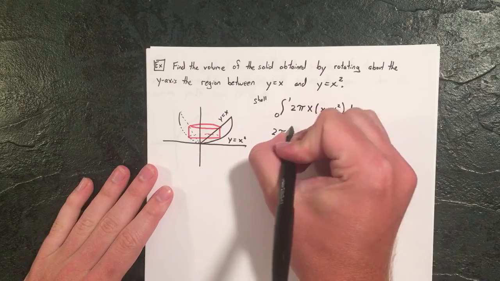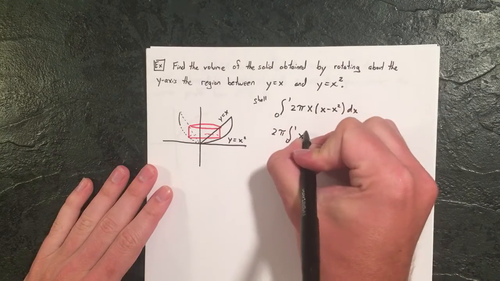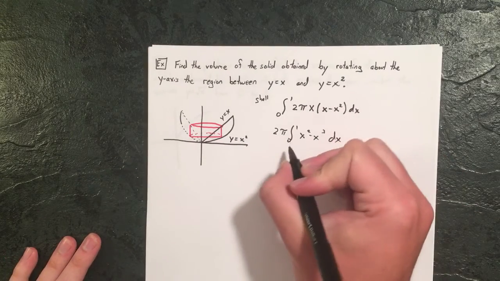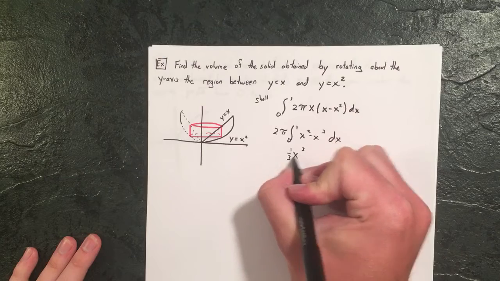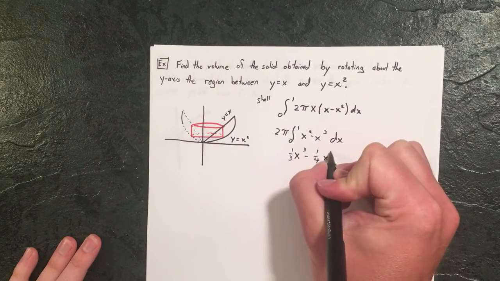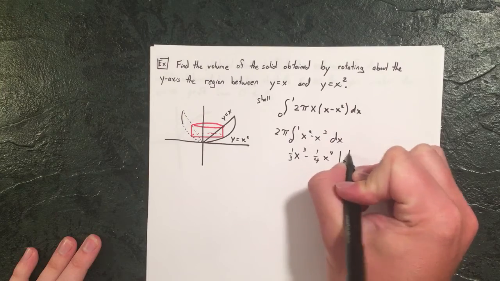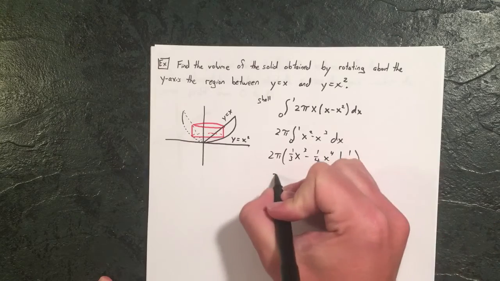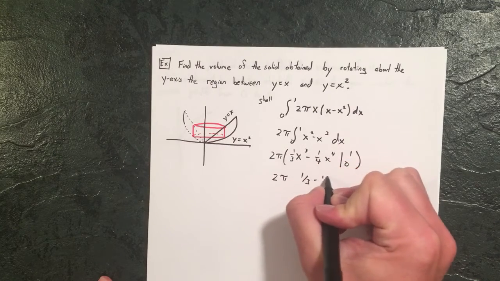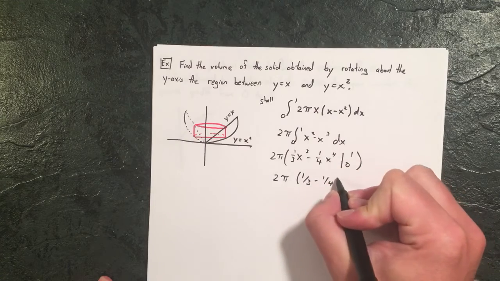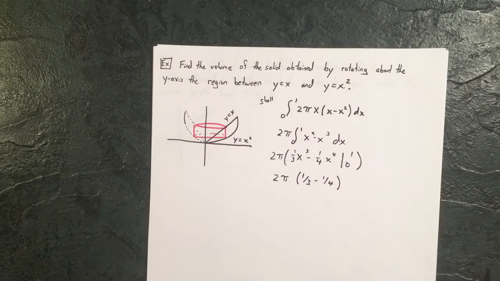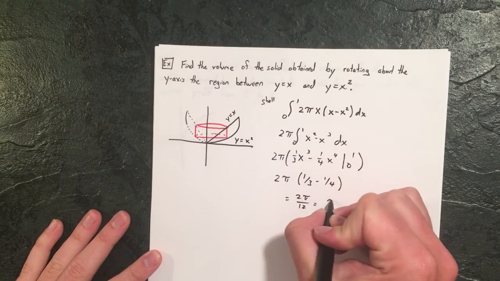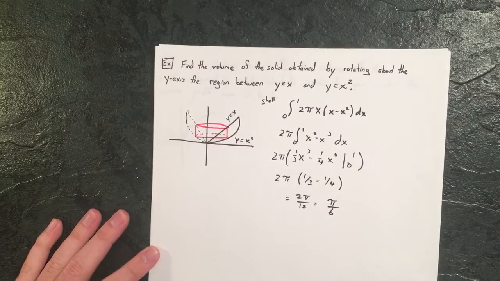Yet again, we can always pull this 2 pi out. And we're left with x squared minus x to the third dx. Integrating here: 1/3 x to the third minus 1/4 x to the fourth. We're from 0 to 1. 2 pi is still with everything. 1/3 minus 1/4. That's going to get us what? A 1/12. 2 pi over 12, which is just pi over 6.